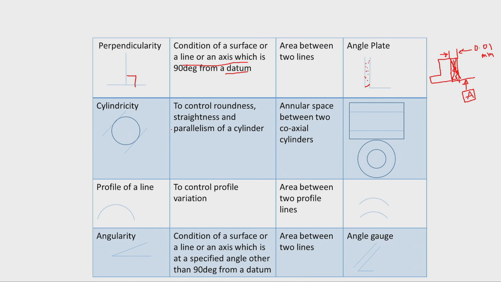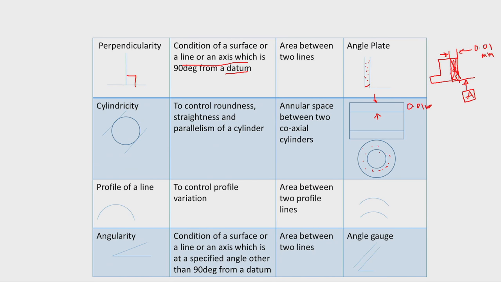Now, the symbol for cylindricity is a circle with two parallel lines. This cylindricity is to be controlled in many engineering applications. This symbol is used to control roundness, straightness and parallelism of the cylinder. It is the annular space between two coaxial cylinders. We have two cylinders separated by some distance. This is the tolerance value, maybe 0.01 millimeter or 0.02 millimeter, something like that.